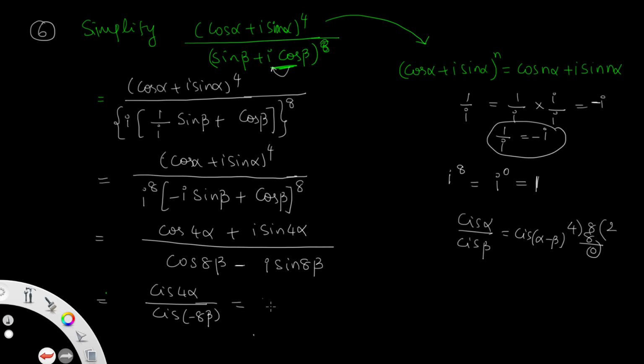Then what do we write here? In the form cis alpha by cis beta, we get cis of 4 alpha plus 8 beta. This is the simplification of the given question: (cos alpha + i sin alpha) to the power of 4 divided by (sin beta + i cos beta) to the power of 8.